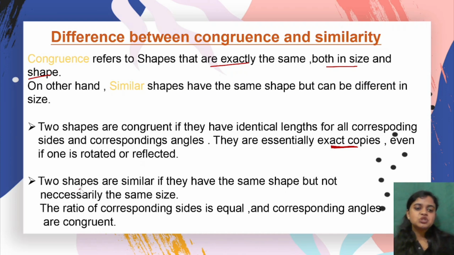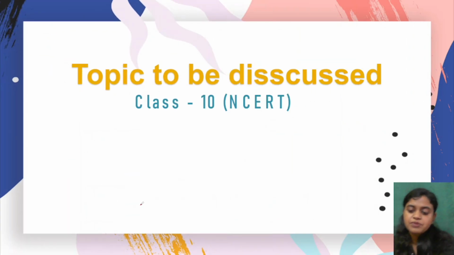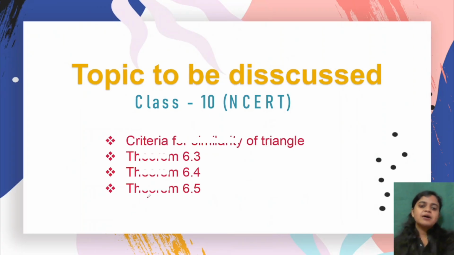Next, two shapes are similar if they have the same shape but not necessarily the same size. They can be the same shape, square, but size is not equal to each other. So the ratios of corresponding sides are equal and corresponding angles are congruent. This kind of figure is called a similar figure or similar geometrical figure.